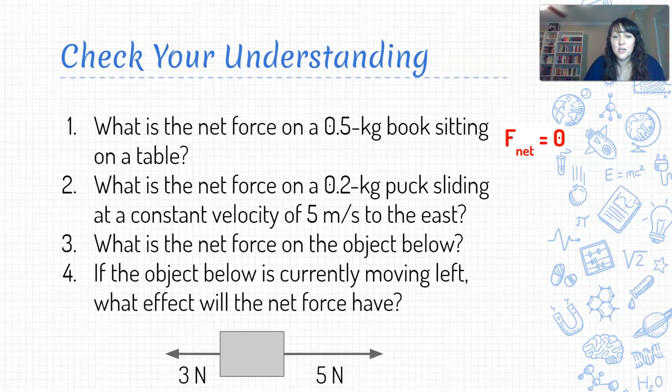Let's consider another object. So we've got a 0.2 kilogram hockey puck that is sliding along at a constant velocity of 5 meters per second to the east. What is the net force on this moving puck? We didn't even need to calculate anything for this one because we saw the phrase constant velocity. If our object is moving at a constant velocity and it's not accelerating, that's a sign that it is in equilibrium, and therefore net force is still 0, even though it's moving. Because if there were a net force, it would be accelerating. It's not accelerating, so there's no net force.